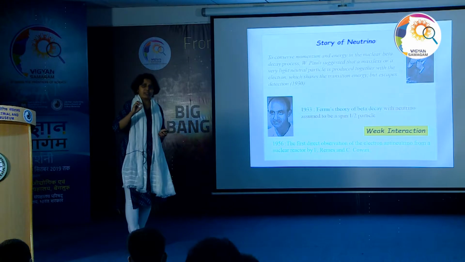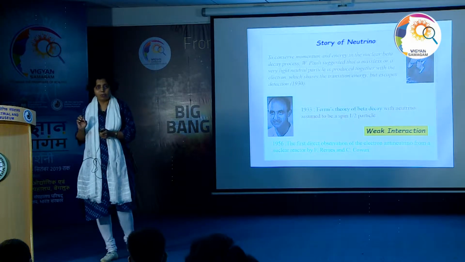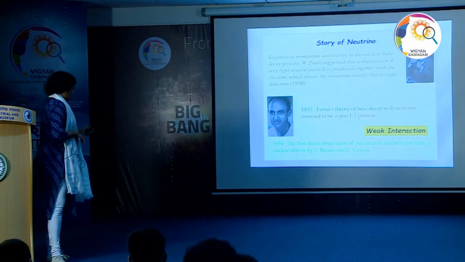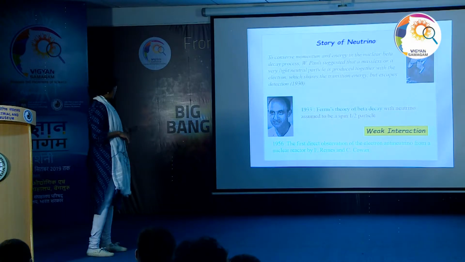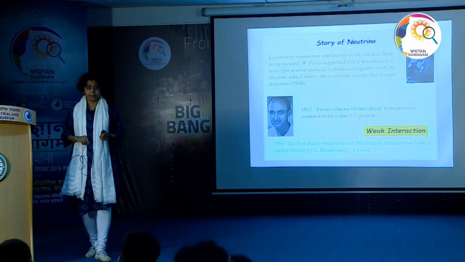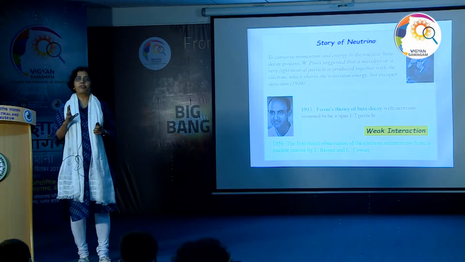Because it was a small neutral particle, it was called neutrino, because 'ino' in Italian refers to a small thing. Later, of course, Fermi, another great scientist, came and explained how this process could happen. And in this, for all these fundamental particles, there is a concept of a spin.